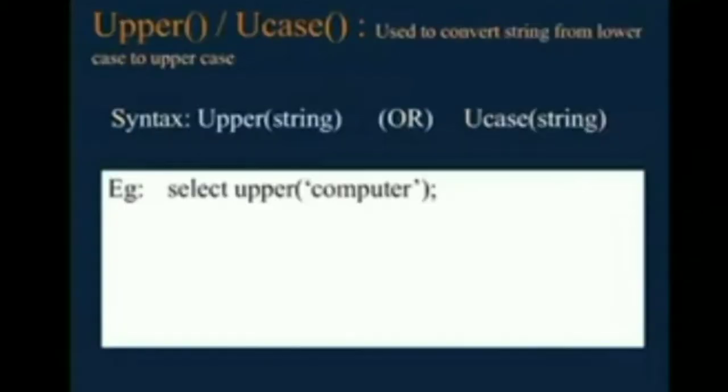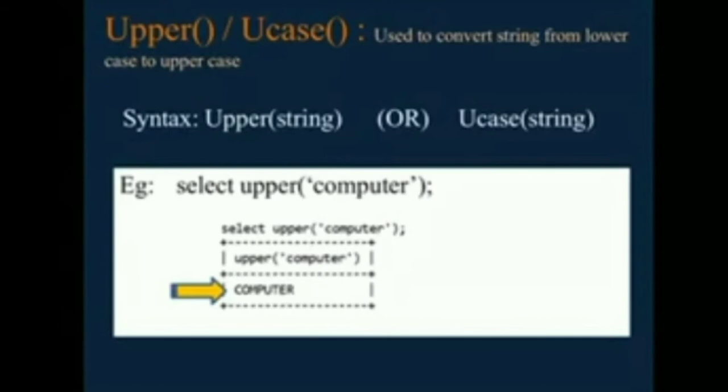First function is the upper function, or we can say the UCase function. The upper function is used to convert a string from lowercase to uppercase. That is, we change all the characters from lower to upper. Let's see the syntax: UPPER(string) or UCASE(string). For example, students, SELECT UPPER('computer'). So the output will be written as COMPUTER, all in capital letters or uppercase.